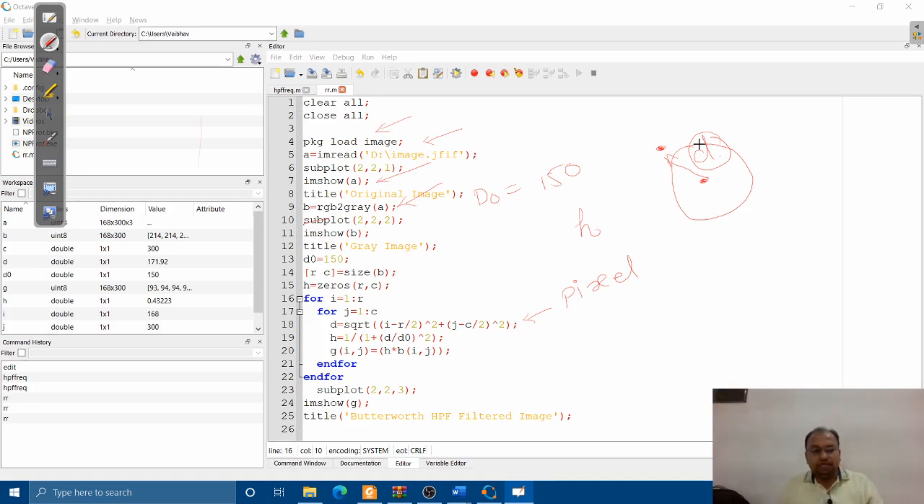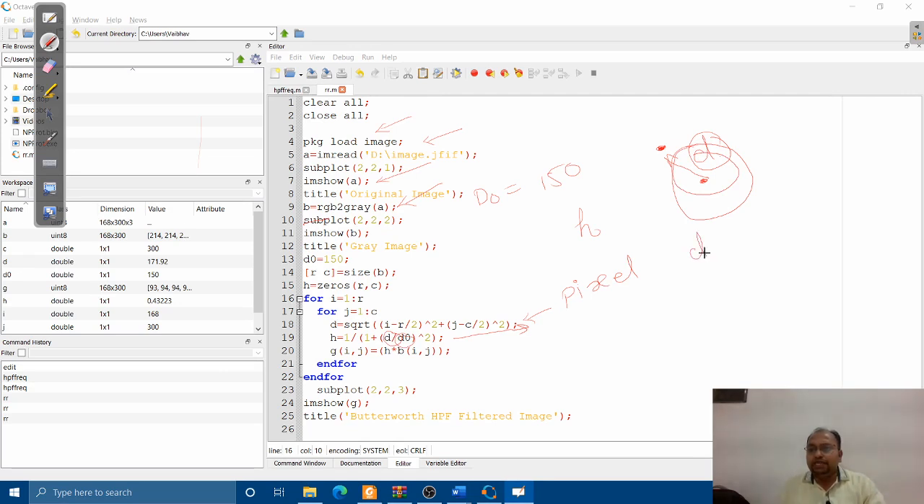If it is a low pass filter, or if it is a high pass filter, if the pixel is lying outside of this circle, then it will be considered for displaying in the image. Over here we are computing that distance, and now this is nothing but my Butterworth low pass filter. So we have computed this one, and we have considered the values.